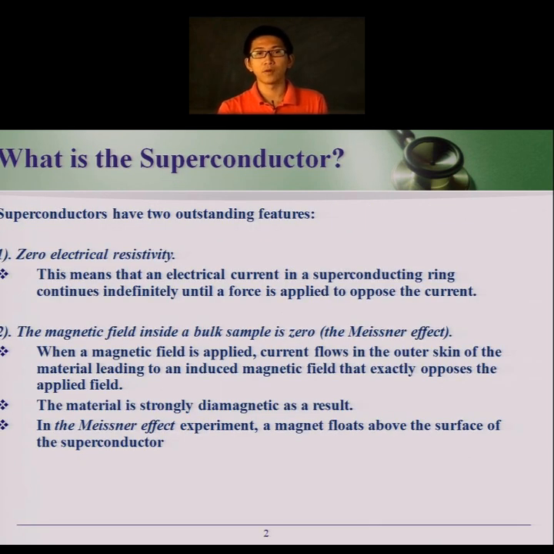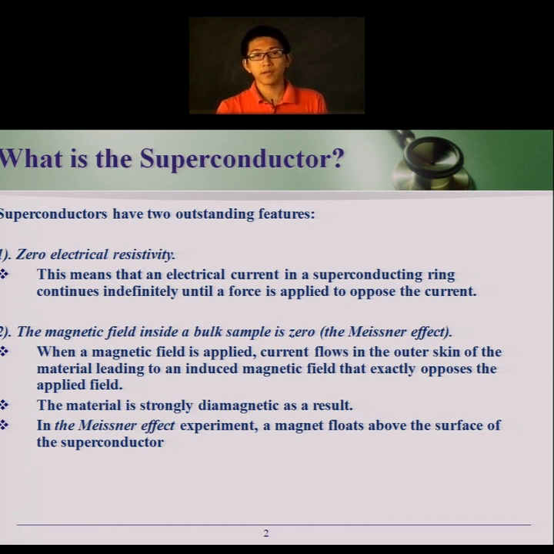And there are two important outstanding features of superconductors. The first one is zero electrical resistivity. This means electrical current in superconducting rings continues indefinitely until a force is applied to oppose the current. And the second is that the magnetic field inside a bulk sample is zero. It causes the Meissner effect.